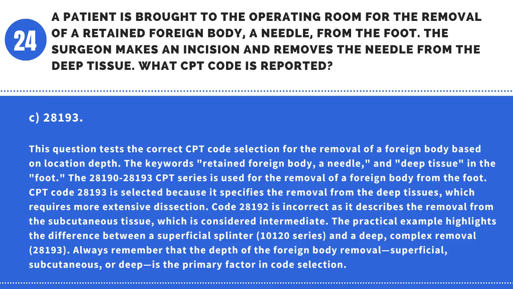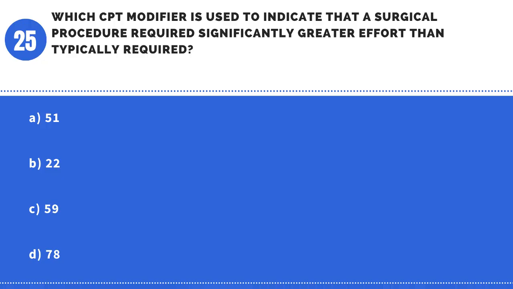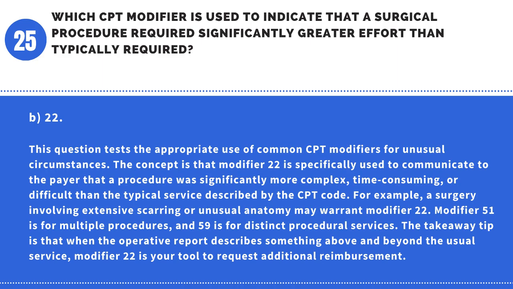code selection. Question 25. Which CPT modifier is used to indicate that a surgical procedure required significantly greater effort than typically required? A. 51. B. 22. C. 59. D. 78. Answer: B. 22. This question tests the appropriate use of common CPT modifiers for unusual circumstances.